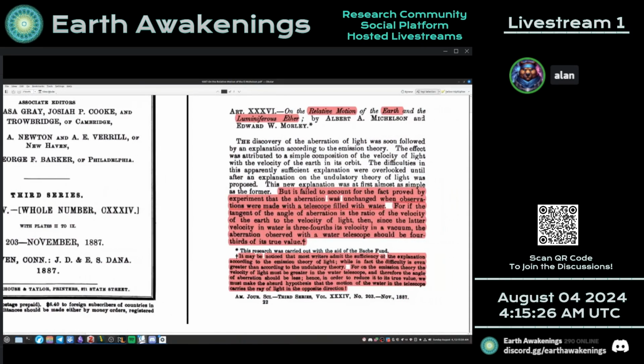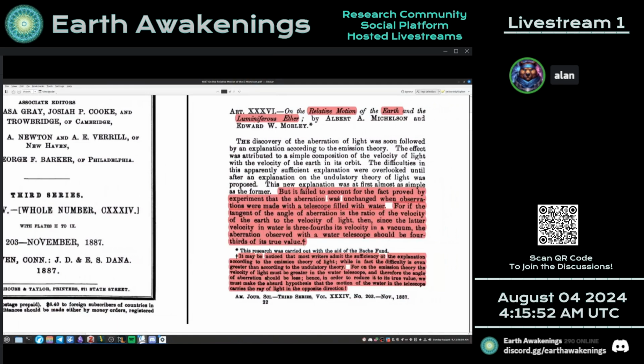So this is also a pivotal situation in regards to that, because he starts the paper off talking about Airy's experiment with the aberration being unchanged for the velocity when water was added. And he says he has a special note here, and then he says, it may be noticed that most writers admit the sufficiency of the explanation according to the emission theory, while it is in fact a difficulty of greater magnitude according to the undulatory theory. So the wave theory and the emission theory, the ballistic corpuscle light theory and the wave theory.